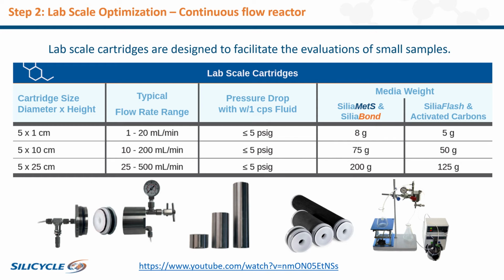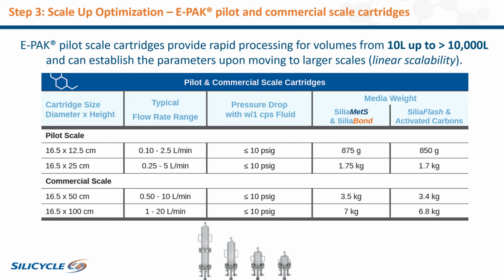Depending on the size of the cartridges, you're able to use different flow to put through it. And of course, the size of the cartridges will dictate how much carbon or silica you have in the cartridge. So when you do your calculation on how many equivalents you need to have to remove your impurity, that's what will determine the size of the cartridge you will use. Once you figure out the lab scale optimization, you can move on to the pilot and commercial scale optimization.